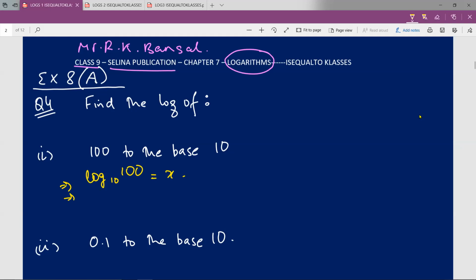Now, this is mentioned in the logarithm form, so I'll write this in the exponential form. In exponential form, I can write this as 10 raised to the power x is equal to 100. Now, 10 raised to what power is equal to 100? So over here, x will be equal to 2. Why? Because 10 raised to the power 2 can be written as 10 into 10, which is our multiplication, and will be equal to 100, precisely what is mentioned over here. So that is why x will be equal to 2.